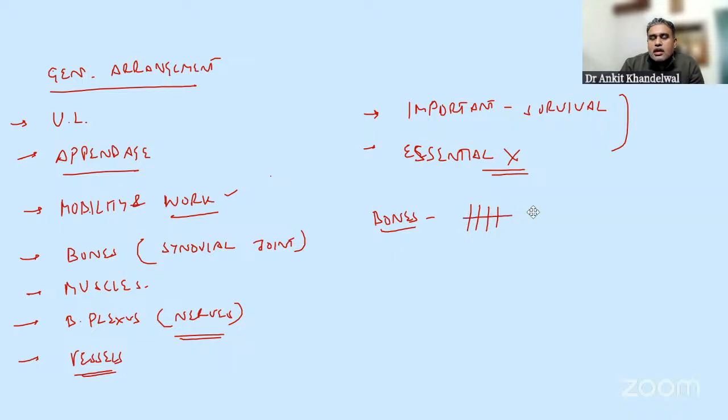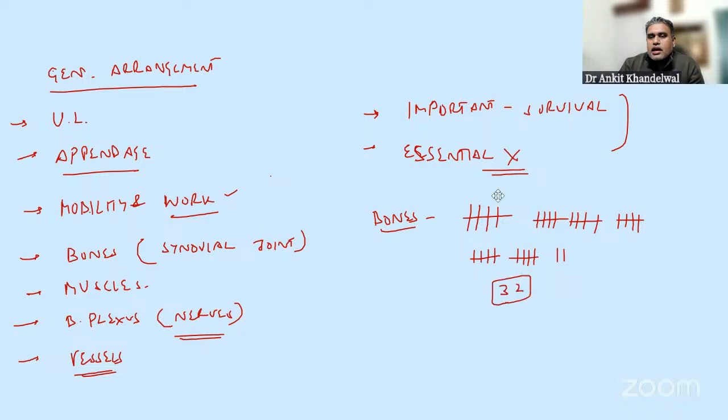Then we have how many carpals? 8 carpals: 1, 2, 3, 4, 5, 6, 7, 8. After the carpals we have 5 metacarpals: 1, 2, 3, 4, 5. Then we have 14 phalanges: 1, 2, 3, 4, 5, 6, 7, 8, 9, 10, 11, 12, 13, 14. Yes, so we have 14. So how many bones? Around 32.